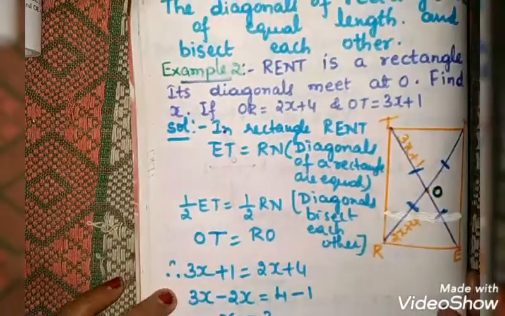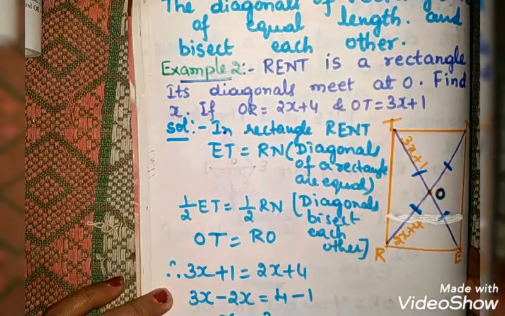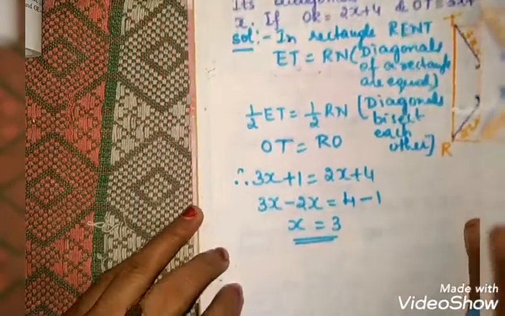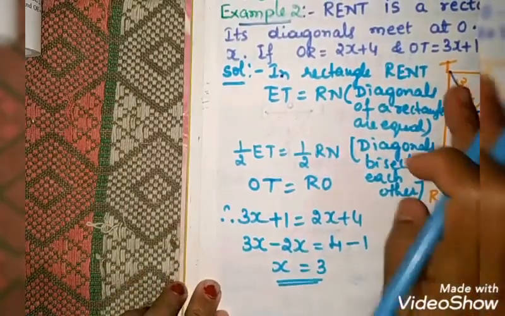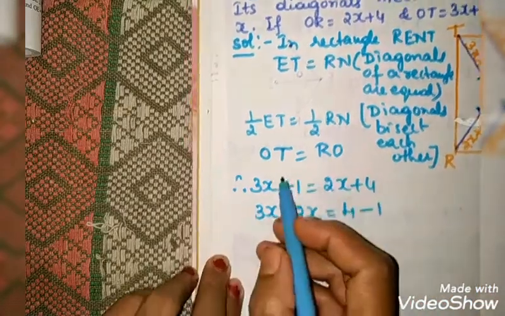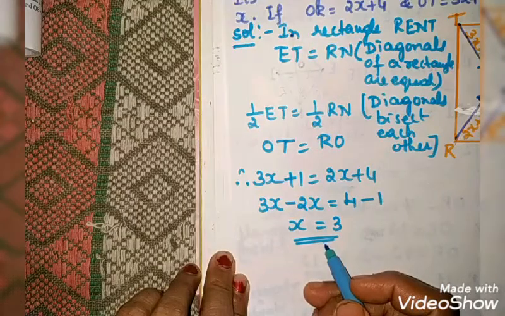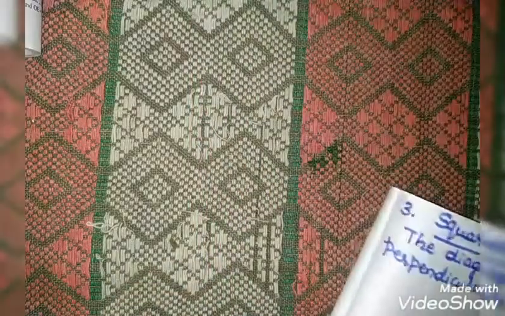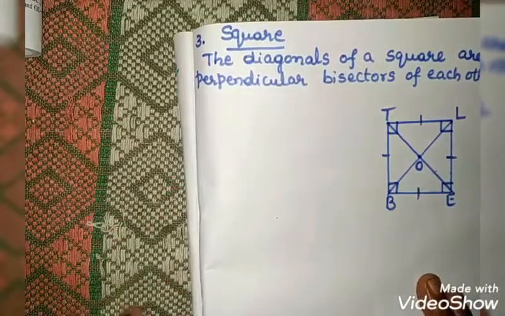Children, please remember all the four portions of a rectangle are equal because the diagonals of a rectangle are of equal length and bisect each other. So, using that property, we can solve this sum. So, OT, half of ET, is OT, isn't it, children? And half of RN is RO. So, when we equate these two portions, we get the value of x, which we need. Understood, no? Yes.